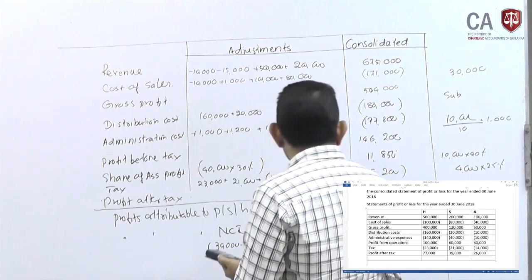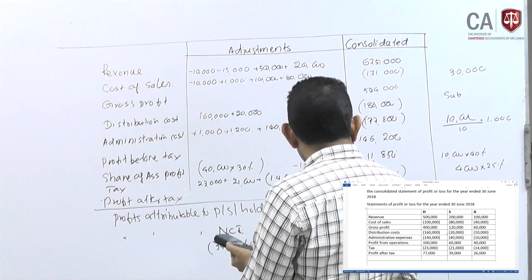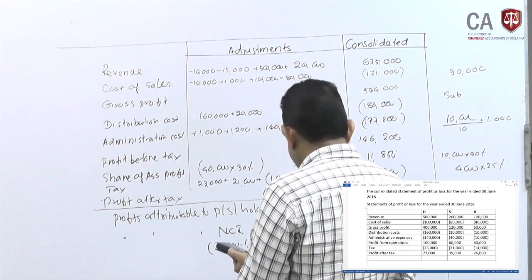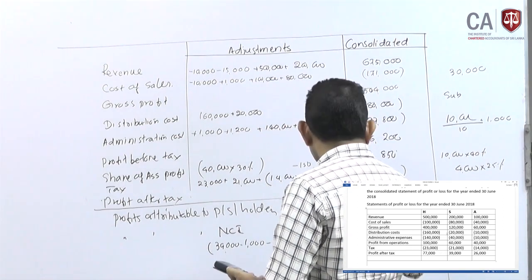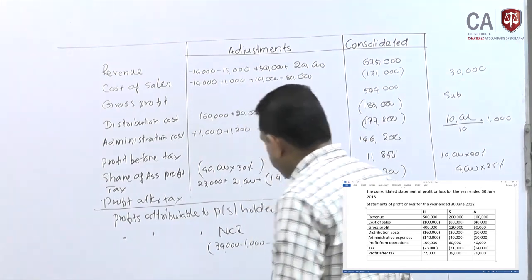Profit after tax: 146,200 plus 11,850 minus 48,200, which gives 109,850. Take NCI profit.